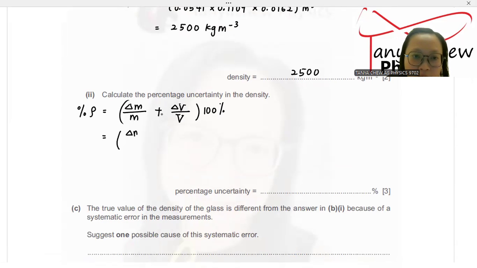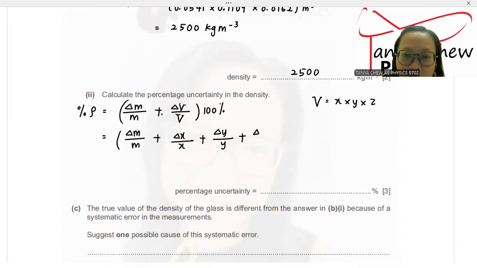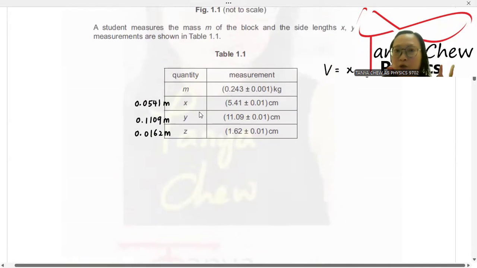Now I break it down. I break down my volume into X, Y, and Z. So I put delta X because the volume depends on them. Volume is equal to X times Y times Z. Right, so this is multiplication. So to find the percentage uncertainty, you have to add up the fractional uncertainties first before you multiply by 100. So delta X over X plus delta Y over Y plus delta Z over Z, and everything else you multiply by 100%.